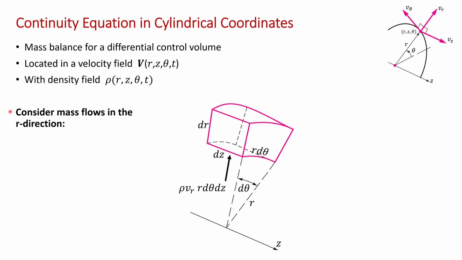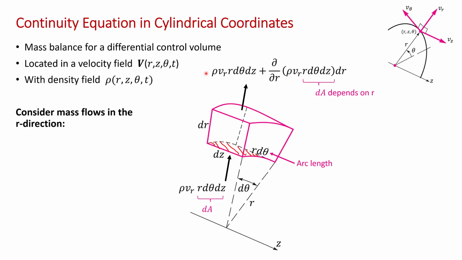Let's start by considering the mass flow rate in the radial direction on the lower face. Recall that mass flow rate is density times velocity times area. So on the lower face here, we have density rho, the radial component of velocity, and then the differential area, r d theta dz. Again, notice that this distance here is the arc length, r d theta. So the differential area of the lower face is r d theta dz. So in other words, this area.